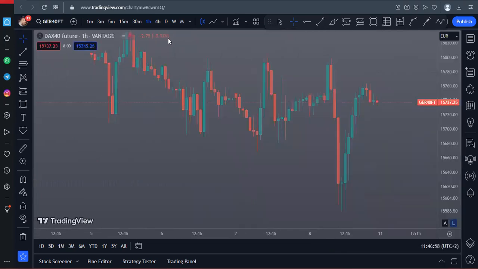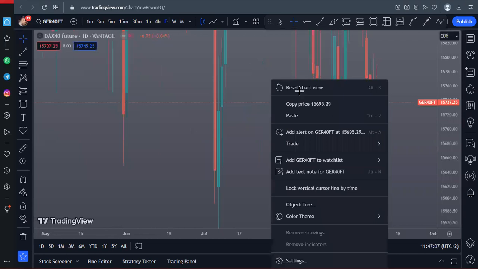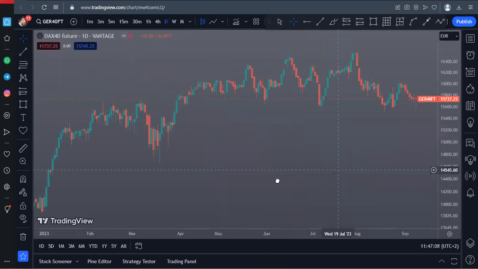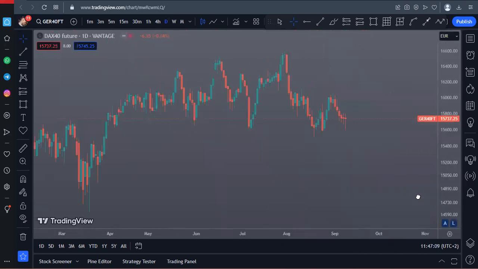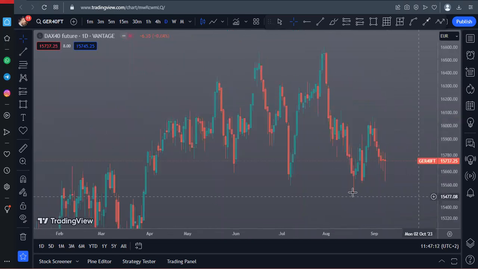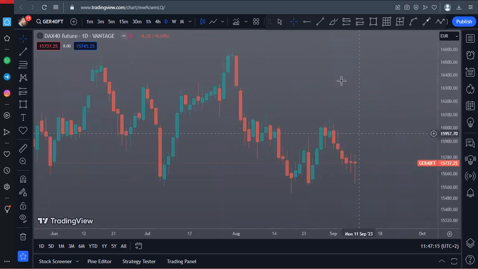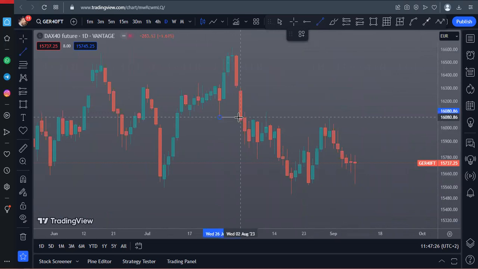Okay, so on German 40, let's go to the daily time frame. We'll do the same thing. How I took the entries is I went on the daily time frame, and what I had to do is observe that here this was our highest point right here. This was the highest point, and you can see that we had a shift right here.